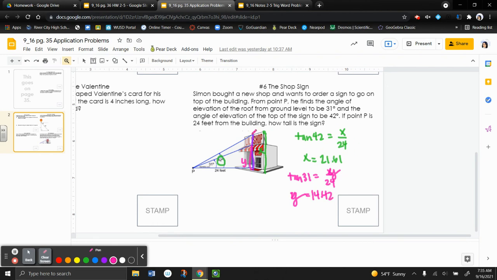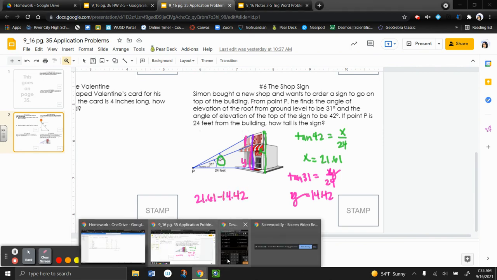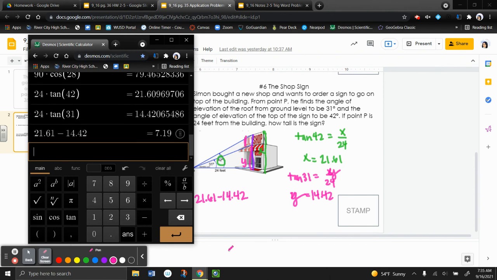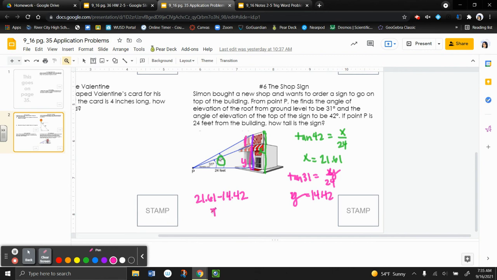And now to solve for just the height of the sign, we need to subtract these. So 21.61 minus 14.42. Get 7.19. So the height of the sign is 7.19 feet.